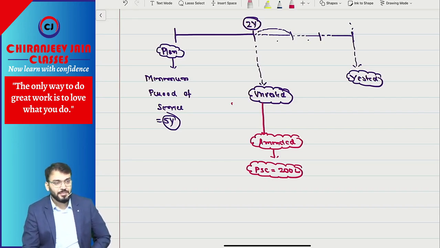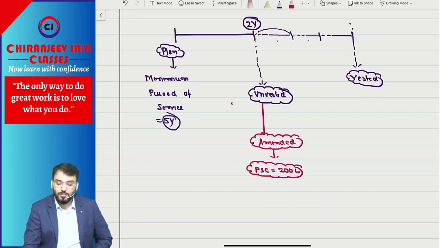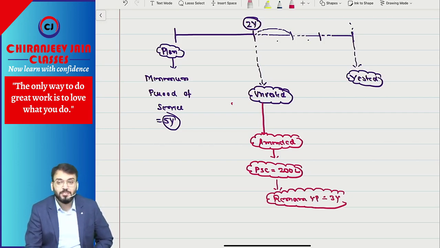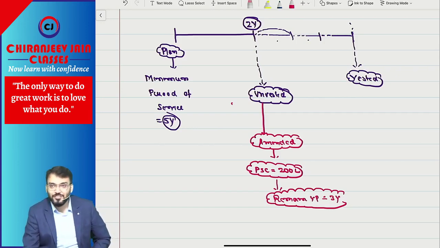Unvested, correct? And it will be vested after how many years? 3 years. So we call it the remaining vesting period. The remaining vesting period is 3 years. So what AS 15 says is that if the plan is unvested, this 200 lakh will be recognized as an expense on an SLM basis over the 3 remaining vesting period. Understood?